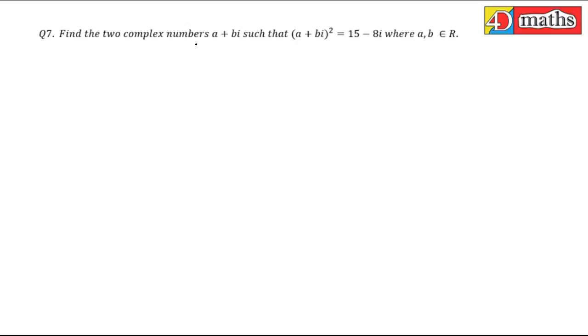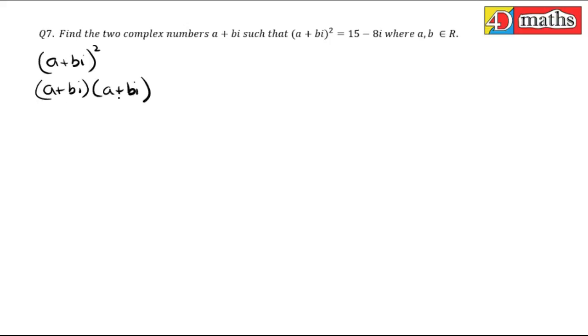Find the two complex numbers a plus bi such that (a plus bi) squared equals 15 minus 8i, where a and b are real numbers. Okay, so the first step here is to square out this bracket. So you get (a plus bi) by (a plus bi).